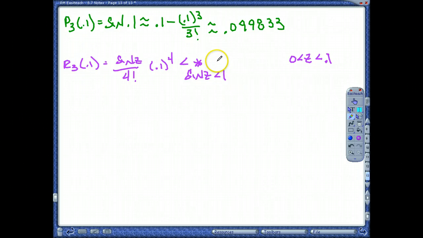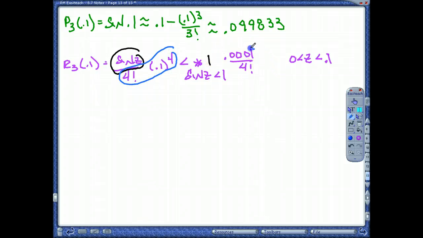Okay, and then you're going to multiply that by your 0.0001 over 4 factorial. So this guy right here is going to be less than 1. This 4 factorial, 0.1 to the fourth power, that's this guy right here. That's that guy right there.